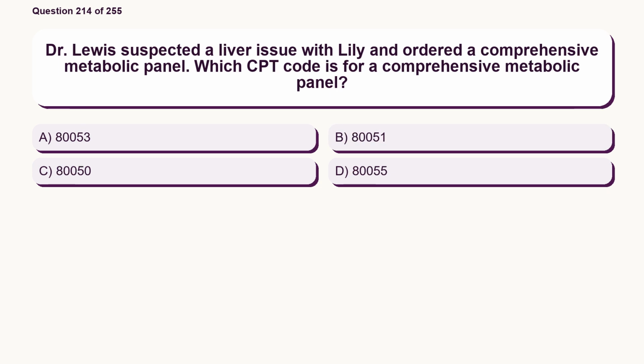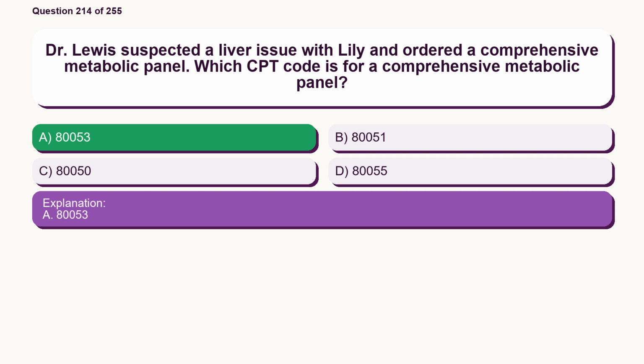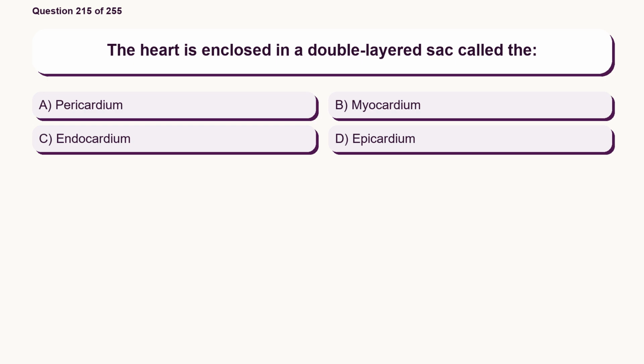Dr. Lewis suspected a liver issue with Lily and ordered a comprehensive metabolic panel. Which CPT code is for a comprehensive metabolic panel? Option A, 80,053. Option B, 80,051. Option C, 80,050. Option D, 80,055. The correct answer is option A, 80,053. Question 215.